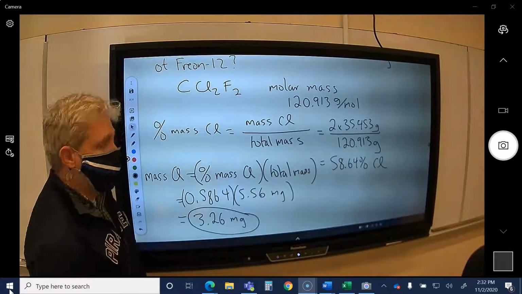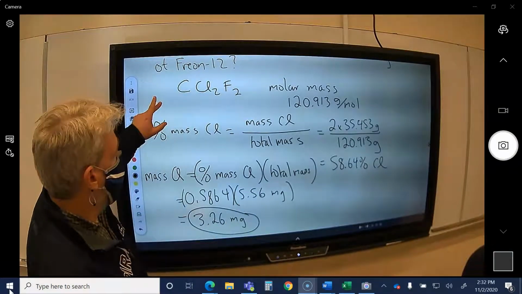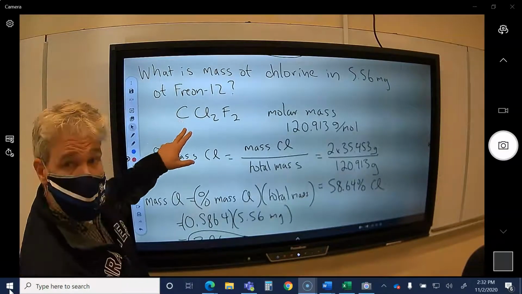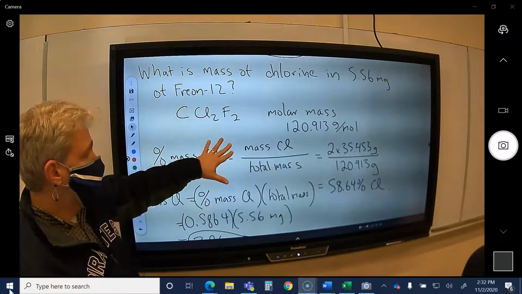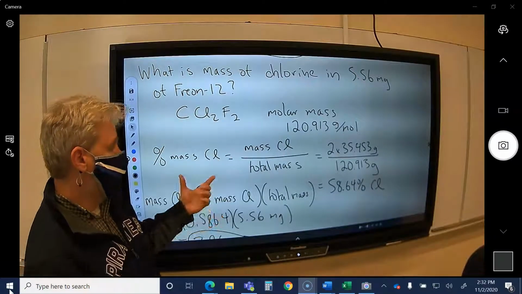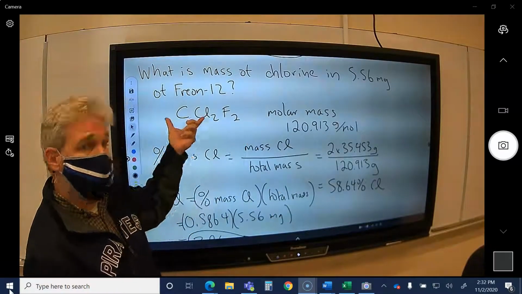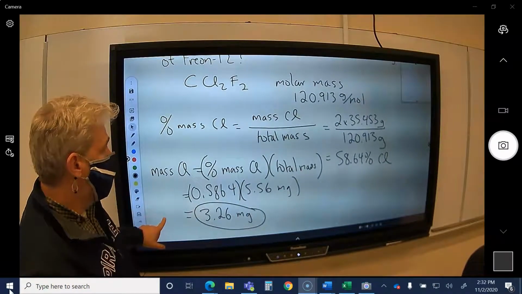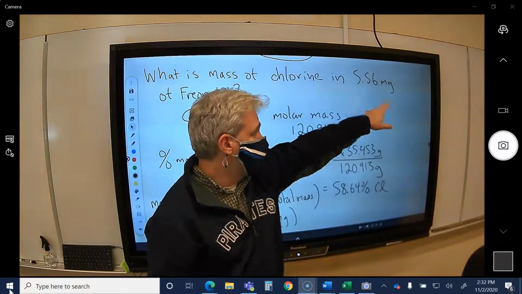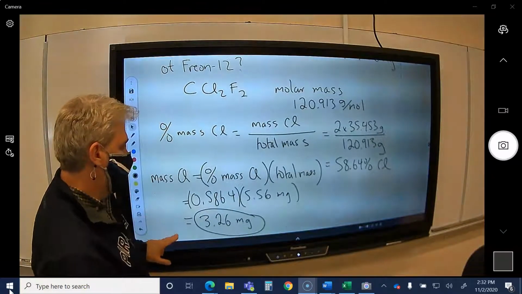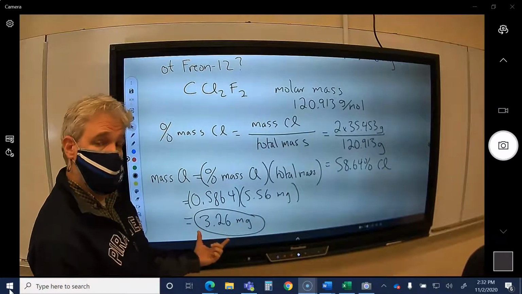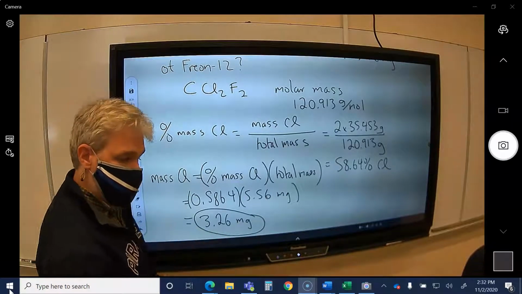So that's our final answer to the right number of significant figures. And what we did was we used the percent mass. We used the molecular formula to figure out the percent by mass of chlorine in the Freon 12, and then we used that value to multiply the total mass of our sample of 5.56 milligrams to figure out what fraction of it was coming from the chlorine.